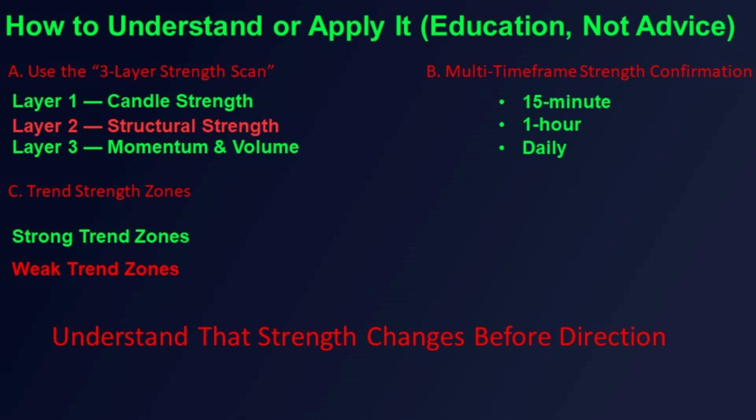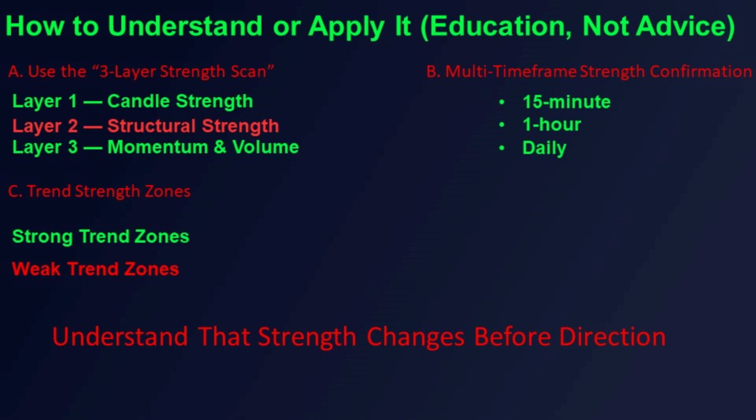Layer 3: momentum and volume. Check: is volume supporting the direction? Are momentum bursts fading? A trend without volume is a trend without conviction. Multi-time frame strength confirmation. On 15 minutes, micro trend strength. 1 hour, true trend health. Daily, institutional narrative. If lower time frame is strong but higher time frame weak, traps are possible.